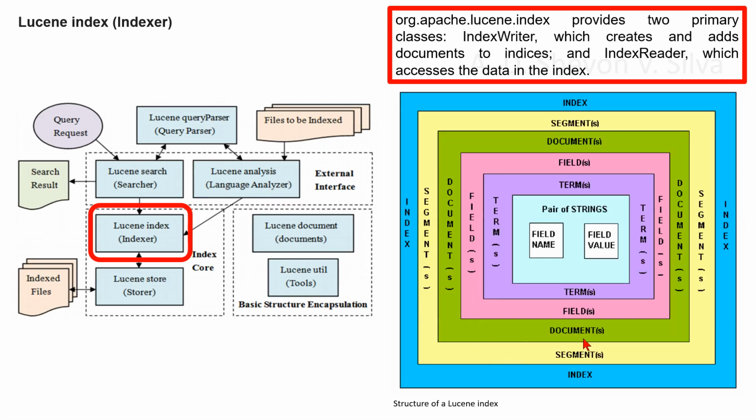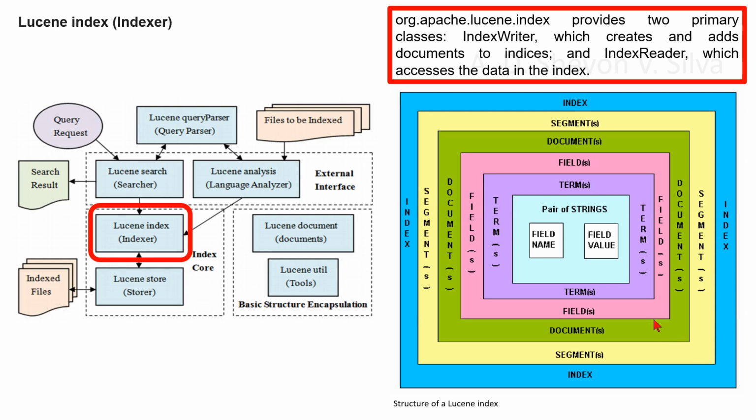Here you can see the structure of a Lucene index. The Lucene index is stored in a single directory in the file system on a hard disk. The core elements of the Lucene index are segments, documents, fields, and terms.